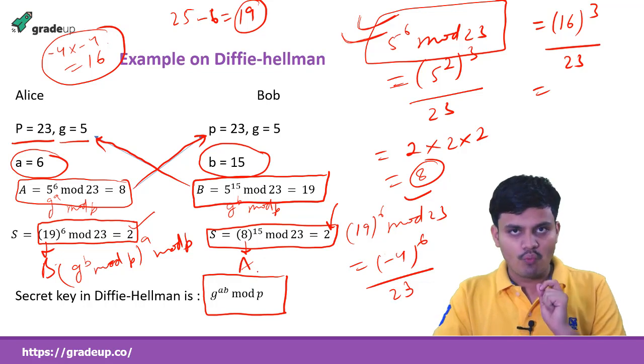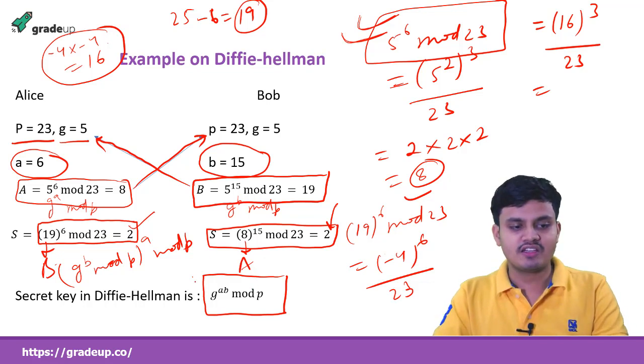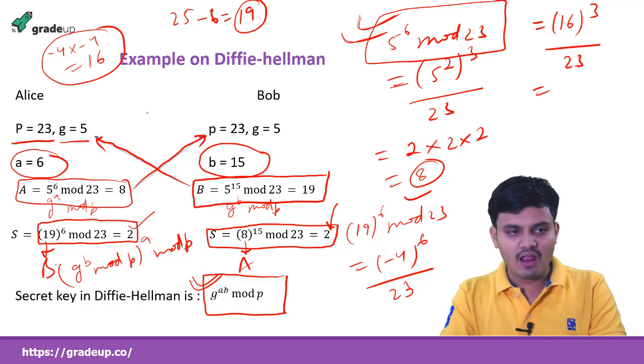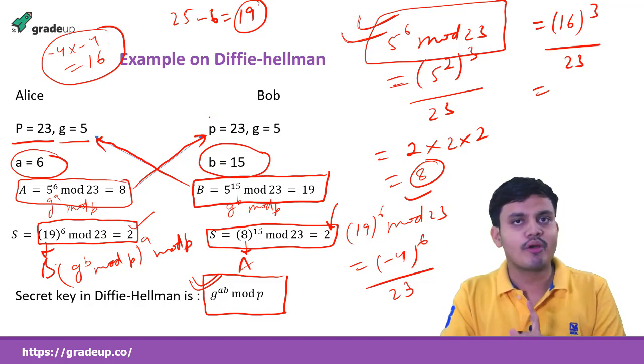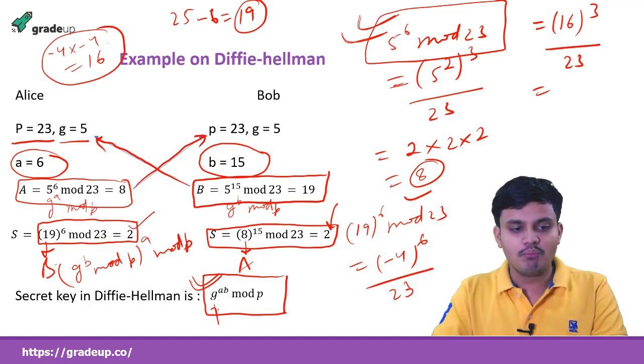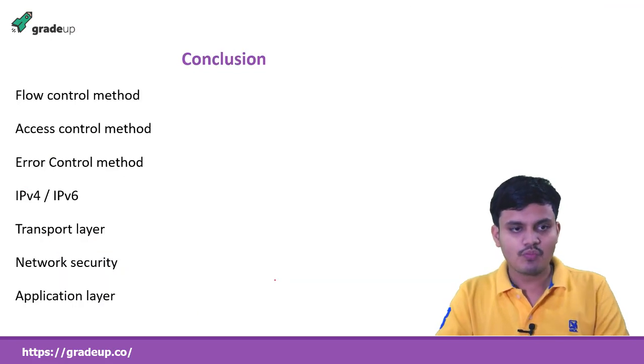One important thing to remember here is what the shared key will be: G power A B mod P. And what are A and B? A and B are the two numbers that Alice and Bob have chosen secretly, and G and P will be known to everyone. Remember this, G power A B mod P. It is useful if you remember it.